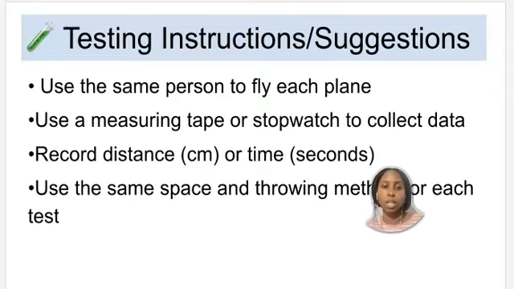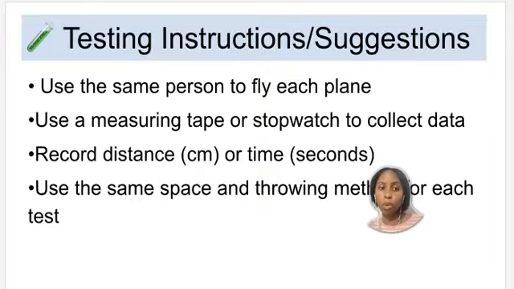So here are some testing instructions and suggestions, just so that you can make sure you have an airplane design that actually makes sense and is scientifically sound. The same person should be used to fly the plane each time, and you should apply the same amount of force when you do it. You also want to make sure that you are using a measuring tape or a stopwatch to collect data. Do not guesstimate. You must actually record the distance or the time.